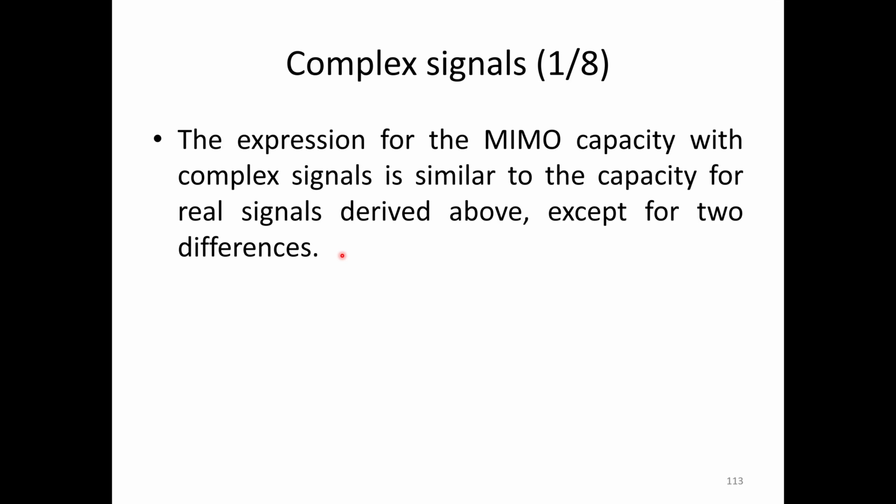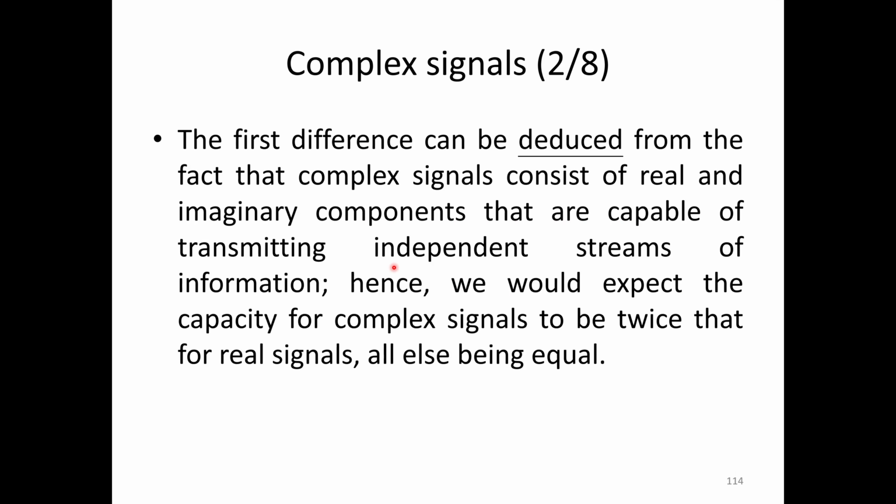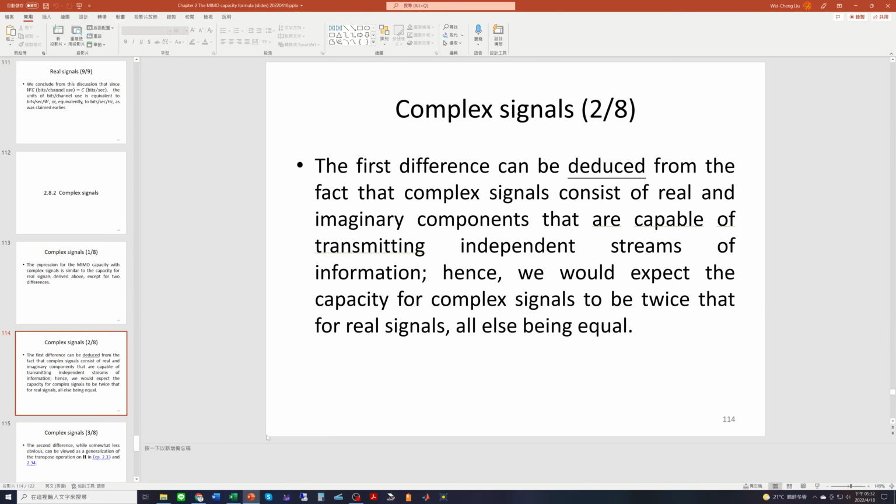Next, let us consider the complex signals in section 2.8.2. The expression for the MIMO capacity with complex signals is similar to the capacity for real signals derived above, except for two differences. The first difference can be deduced. What is the meaning of deduced? Let us see the handout.